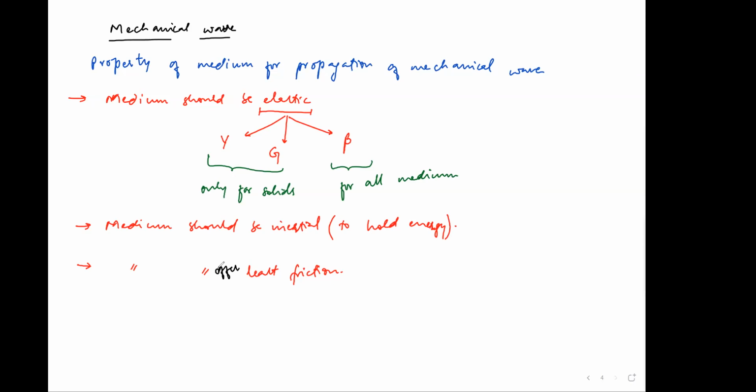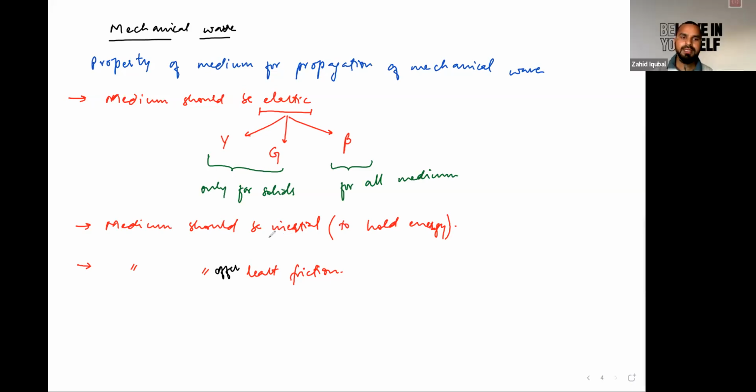Sir, by the way, what did you write there? Medium should be inertial. Inertial. It means it has some mass, so that it will have a tendency to hold energy.